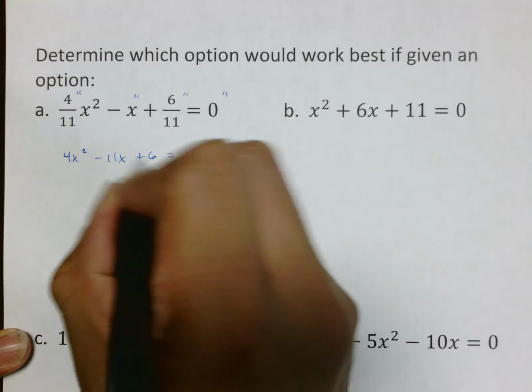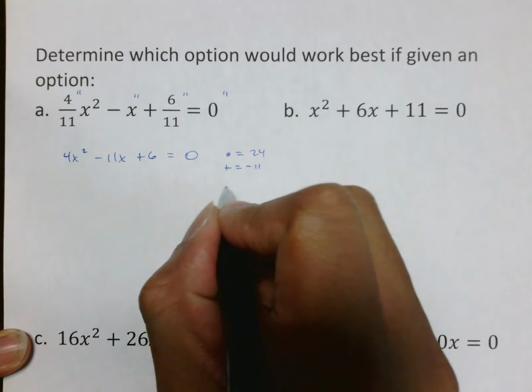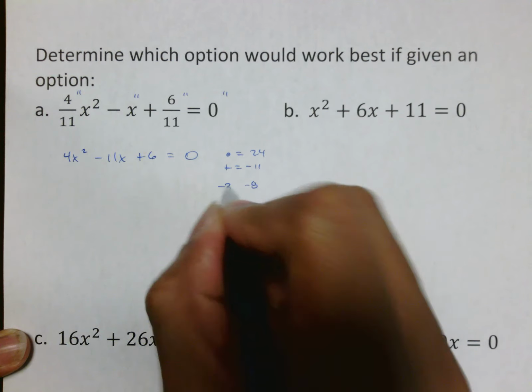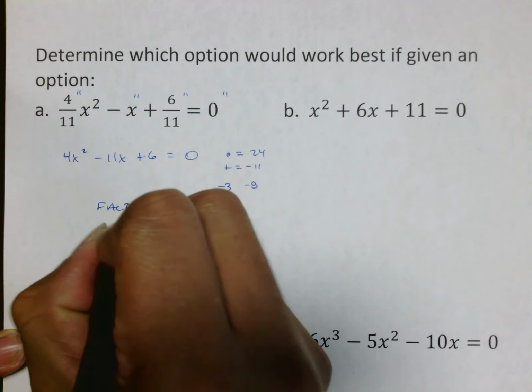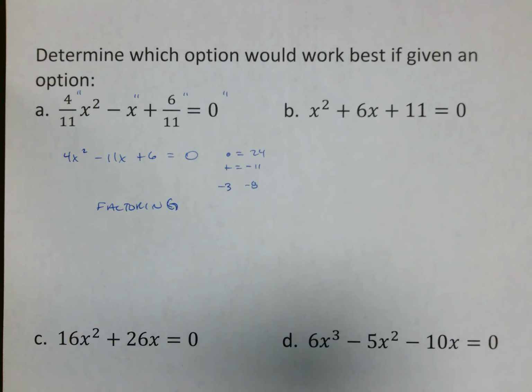Looking for numbers that multiply to be 24 and add to be negative 11. Those numbers are 3 and 8. So in this case, factoring is probably your best call. Again, not going to go through it, but just so you know, that's pretty much what you'll do, is set it up, go through the combination check like you normally would.